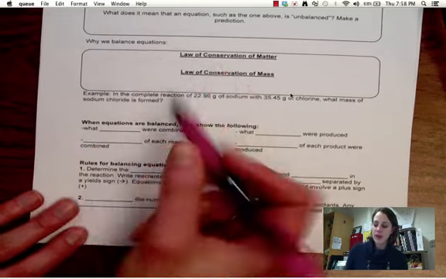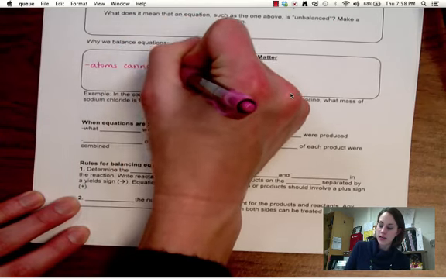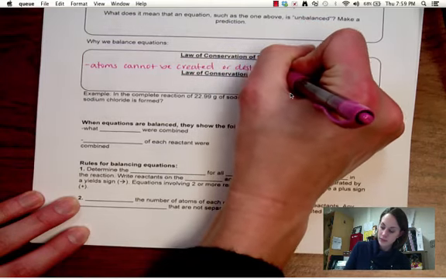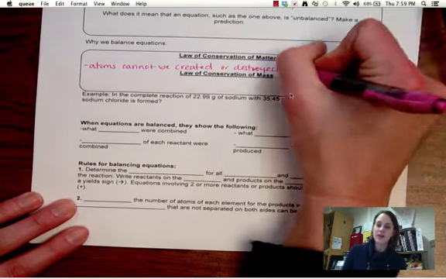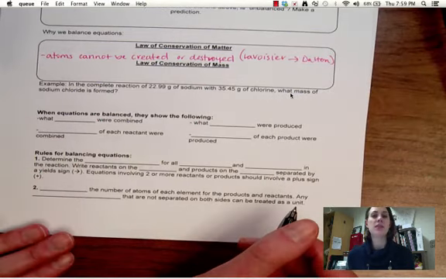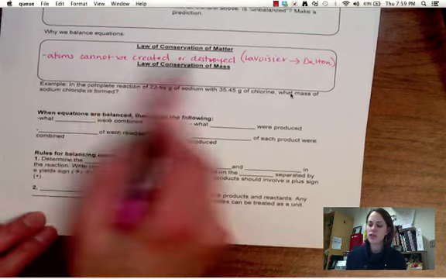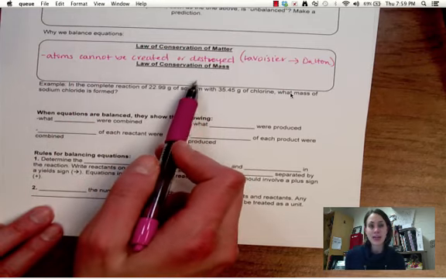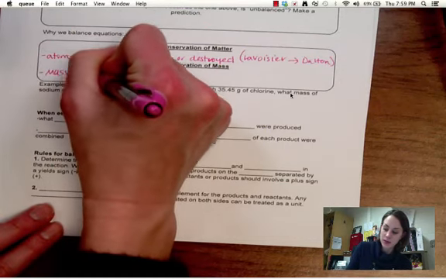So the law of conservation of matter tells us that atoms cannot be created or destroyed. And this comes from a chemist and scientist named Lavoisier, who had a really big influence on John Dalton. This was part of John Dalton's atomic theory from back in the 1800s. So this is a huge, huge idea in chemistry. What this really means is that you are conserving mass because atoms have mass. And so another way to say this is mass cannot be created or destroyed.